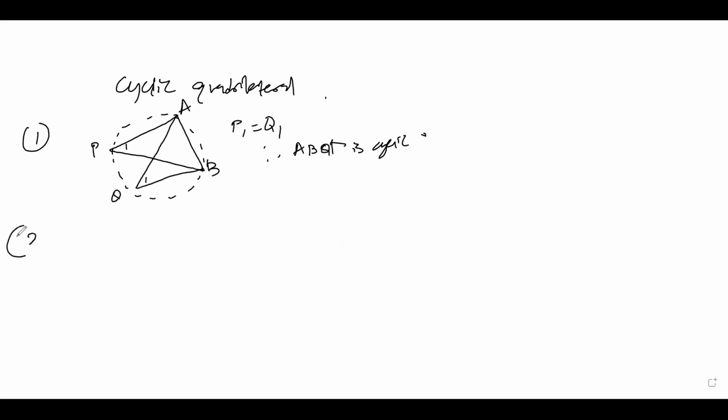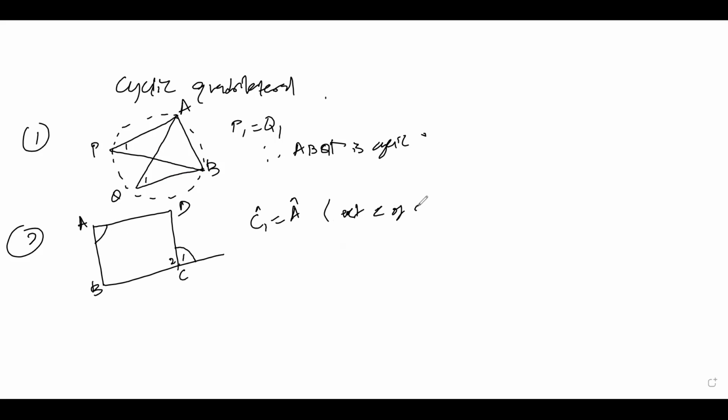That's the first one. The second one: the exterior angle of a cyclic quad is equal to the interior opposite angle. So you have a four-sided shape, and on that shape you've got this C1, and then A, B, C, D. So that angle C1 is equal to angle A. That's the exterior angle of a cyclic quad equals the interior opposite angle.